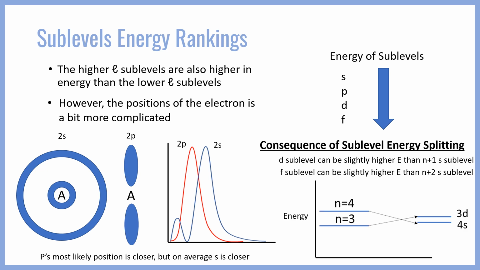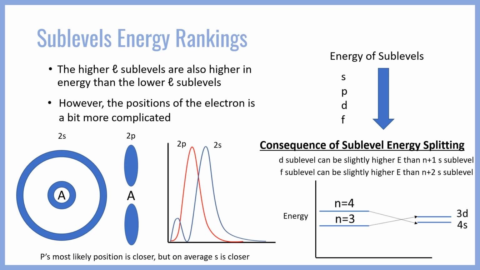Now, the result in an energy level diagram looks sort of like this. If you have the n=4 energy level and the n=3 energy level, on average, 4 will be above 3. We know this. It's going to follow the Bohr distribution of 1 over n squared. n=4 is going to be higher. However, as you can see, they cross over. The n=4 S sublevel is lower in energy than the n=3 D sublevel.